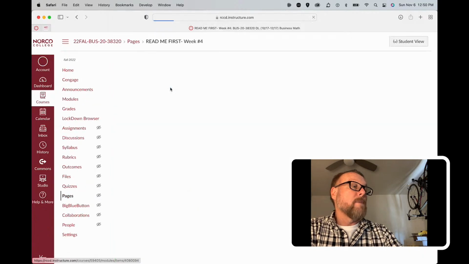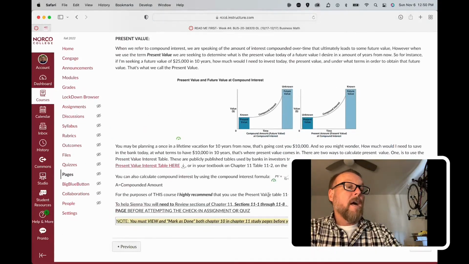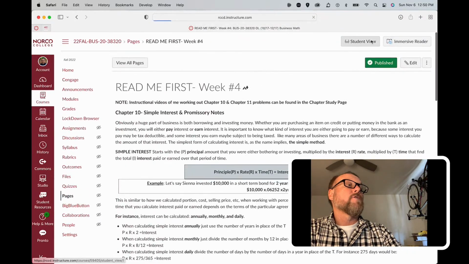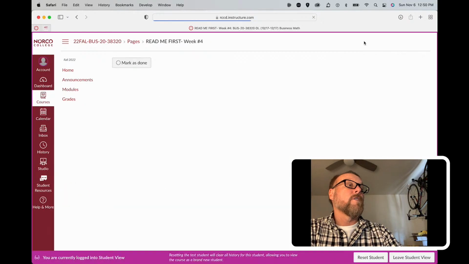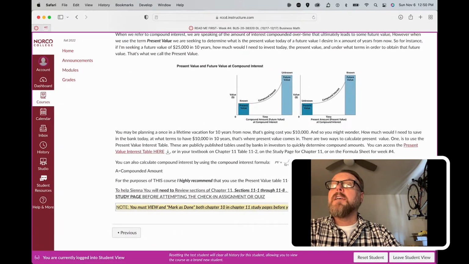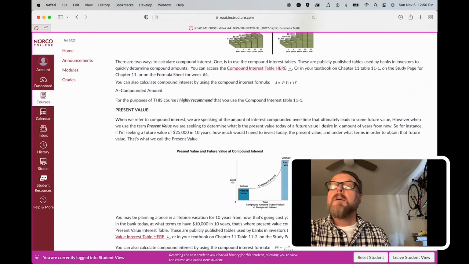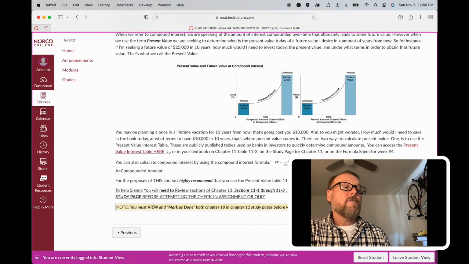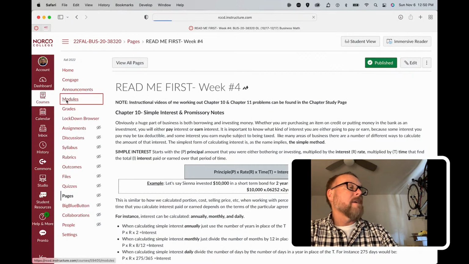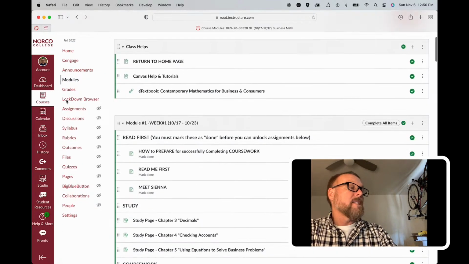If you do the read me first and you scroll to the bottom there, it's not going to show up unless you're in the student view. So let me select student view. And then if you go to the bottom here, it has mark as done right here. You can't see it, it's behind my picture. But right behind my picture, it says mark as done. And you just need to select that in order to move on. I'm sure you've already figured that out. So that's the first thing. Make sure you do the read me first and the meet Sienna.